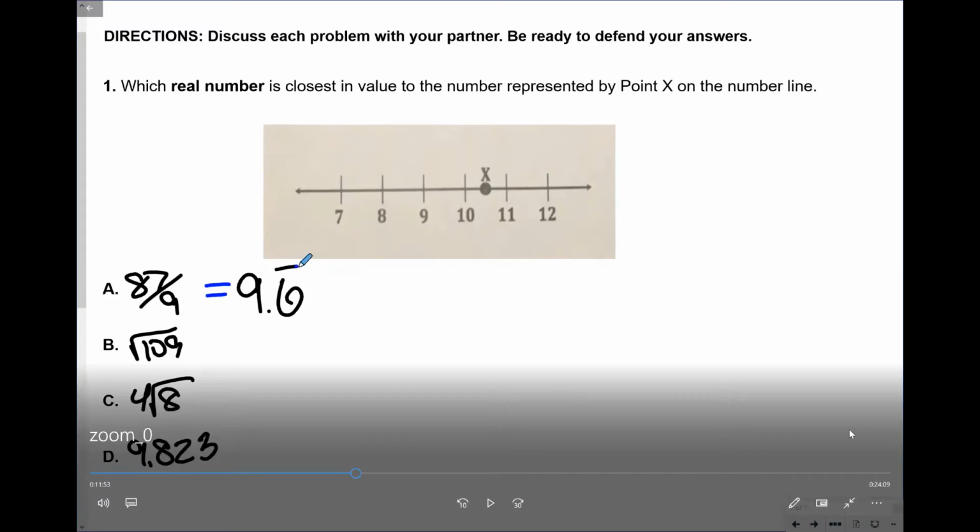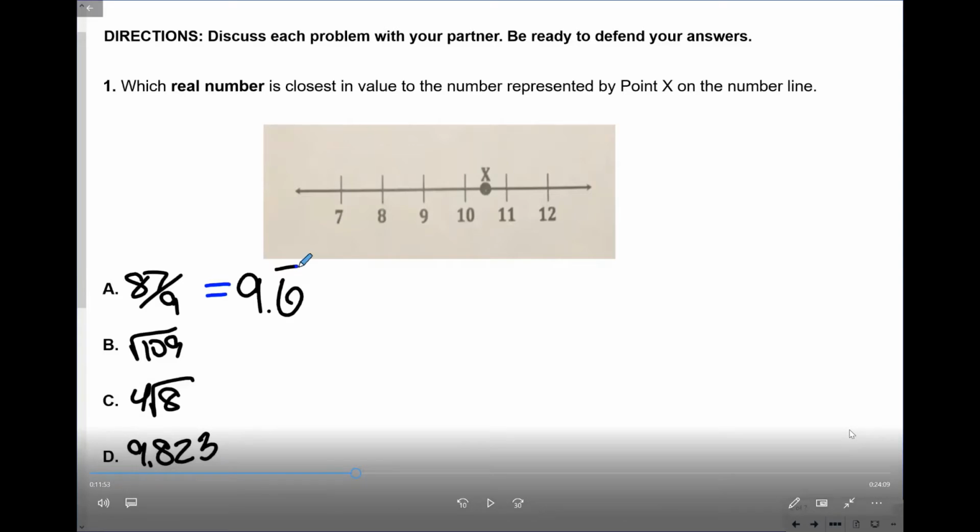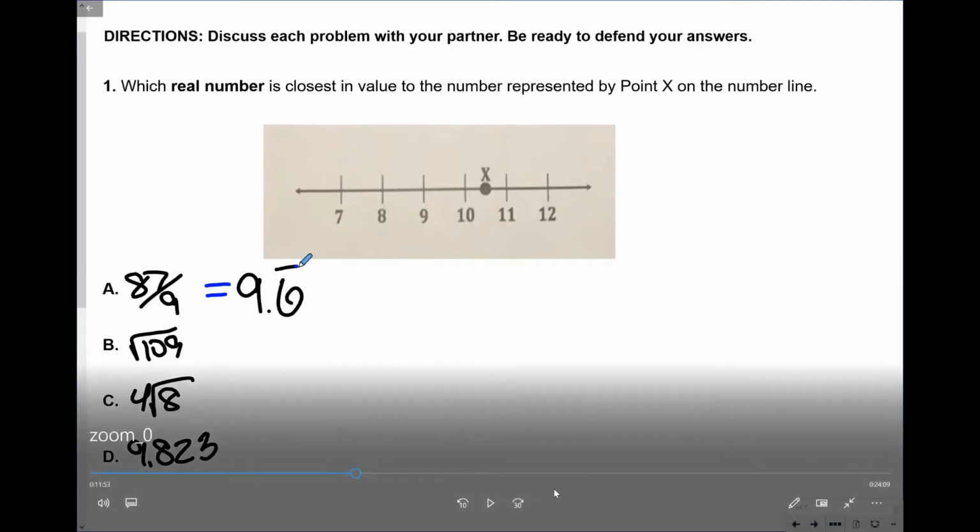So you do not need to write out 9.6666666, keep going on. There's no reason for you to do that. Just put 9.6 and then put a line over top of 6. So you know that's a repeating decimal.